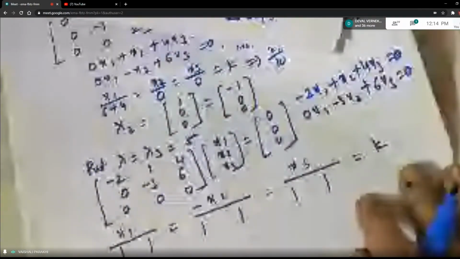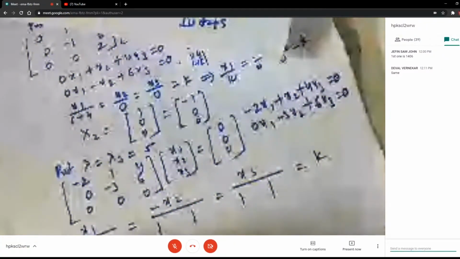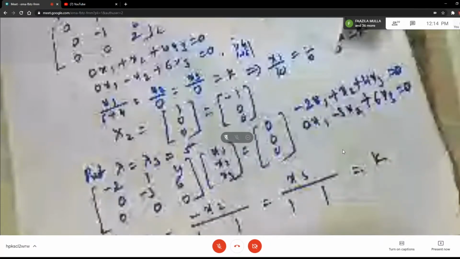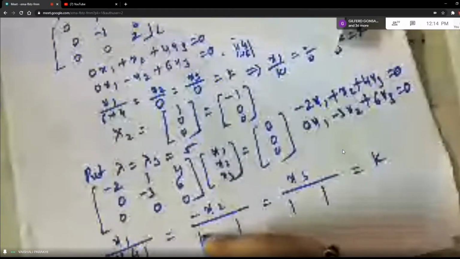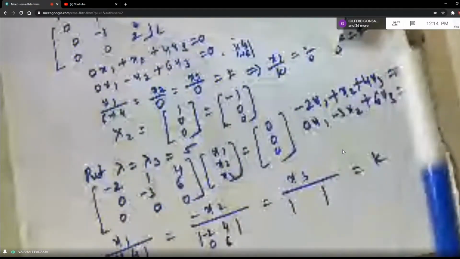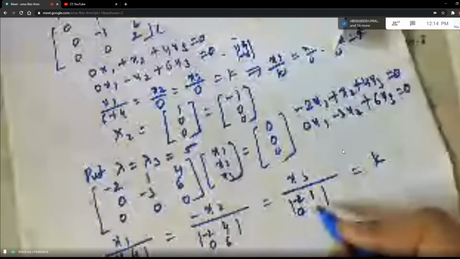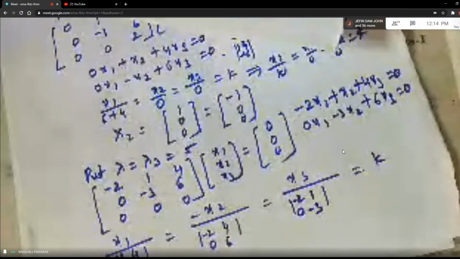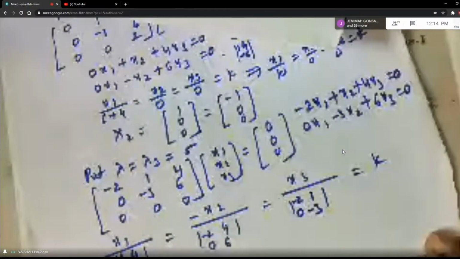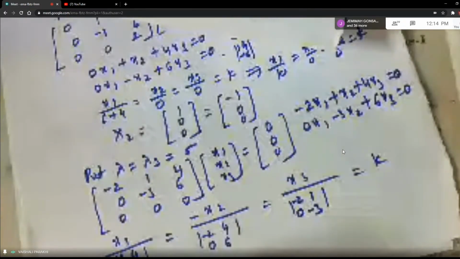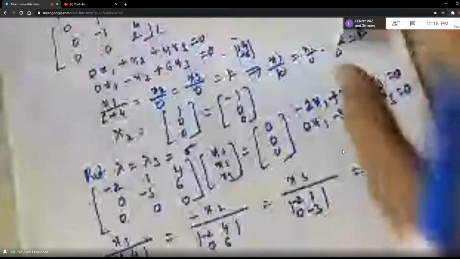Okay, so see what happens now. For x1, hide the x1 column, so it is 1, 4, minus 3, 6. For x2, hide the x2 column, minus 2, 4, 0, 6. For x3, hide the x3 column, minus 2, 1, 0, minus 3. Correct? This is minus 3, okay? Minus 3, 6. Okay, now let us write the numbers which we got here.